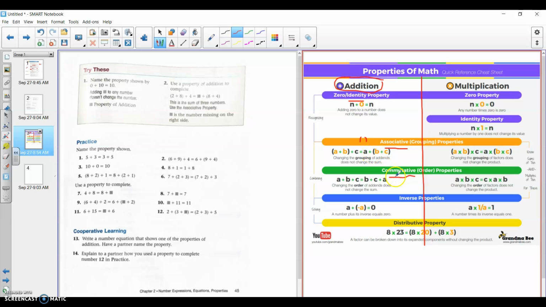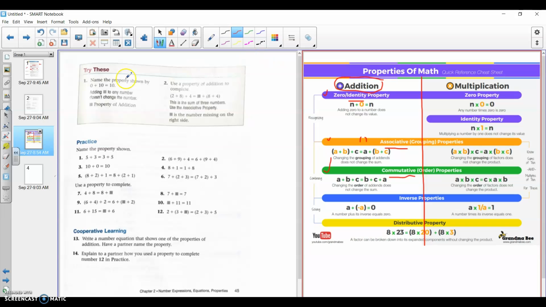Okay? And then finally, the commutative. You can add A plus B plus C, and you can switch them around or flip them around, B plus C plus A, and still get the same answer. It does not change the sum. So those are the three properties: the green here, the orange, and the identity property.